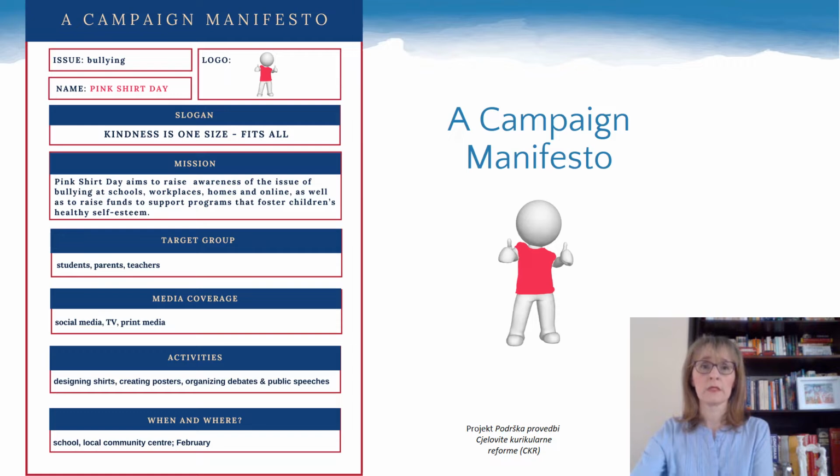In our previous lesson about campaigns, you have already decided on the issue you want to campaign for or against. You have also planned your campaign and written a campaign manifesto, which includes the slogan, the logo, and your mission. You have thought about who you're going to address, which activities you're going to take, when and where they're going to be organized, and how you're going to cover it in the media. This manifesto will serve you as a starting point for your public speech.